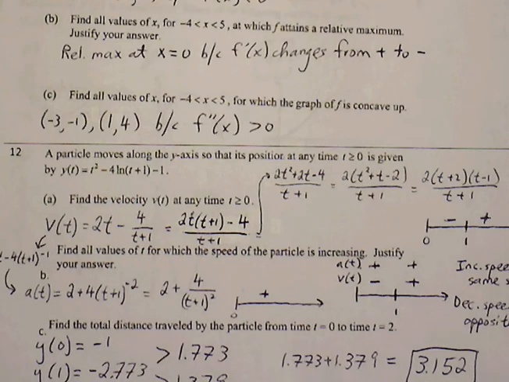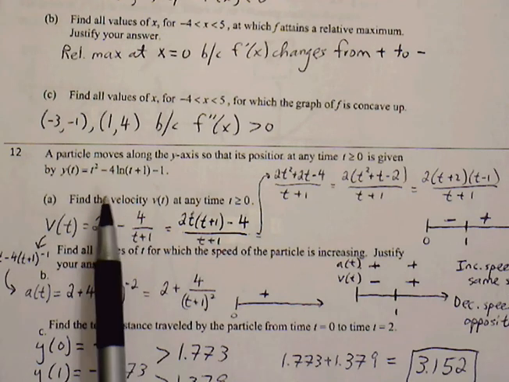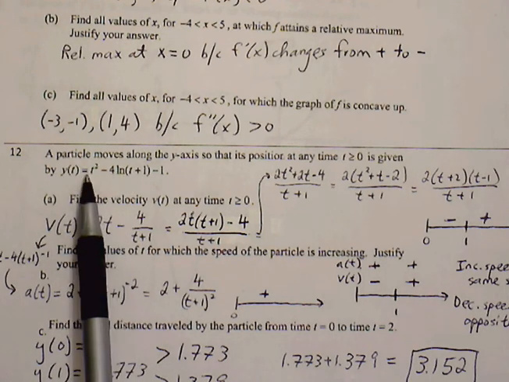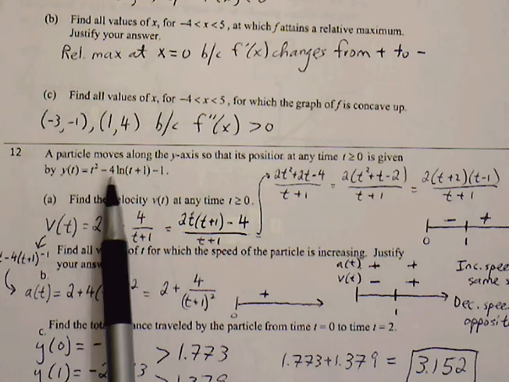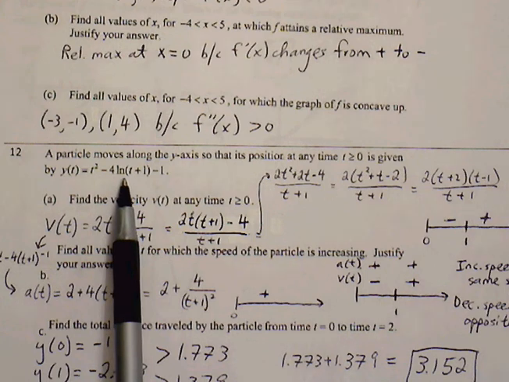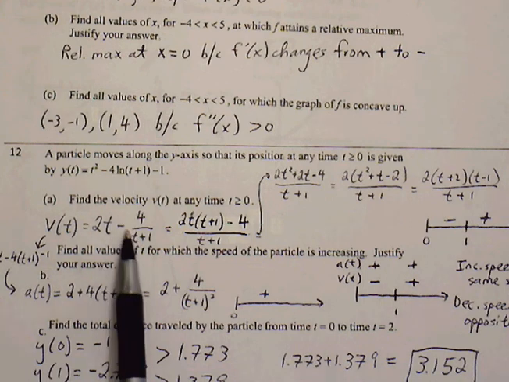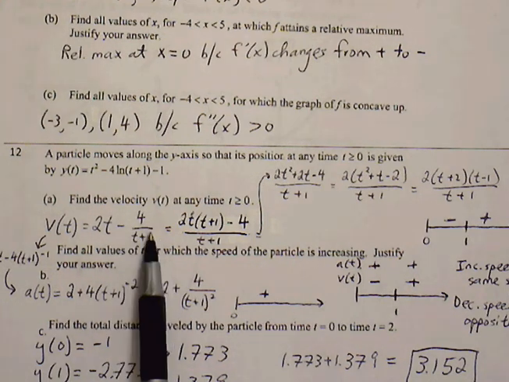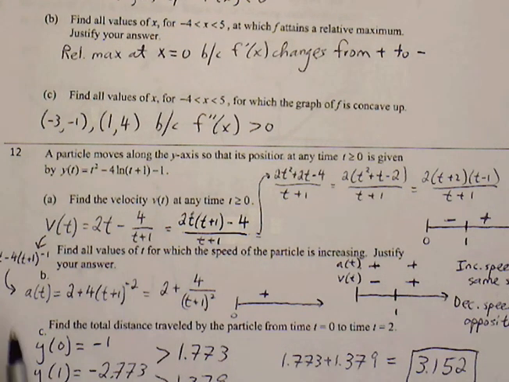Okay. A particle moves along the y-axis, so that at any time its position is given by t squared minus 4 natural log of t plus 1 minus 1. Find the velocity. So we have to go through the appropriate derivative rules. t squared is power rule, so it becomes 2t. The derivative of ln of u is u prime over u, or 1 over u times u prime. So 4 times 1 over t plus 1, which is just 4 over t plus 1. And 1 is a constant, so it goes to 0.